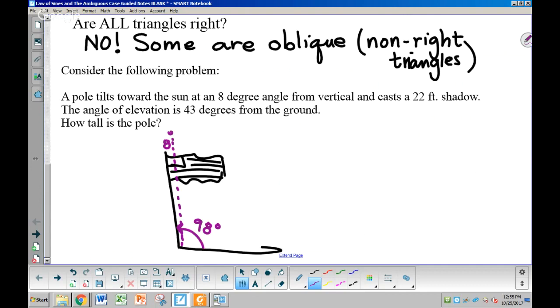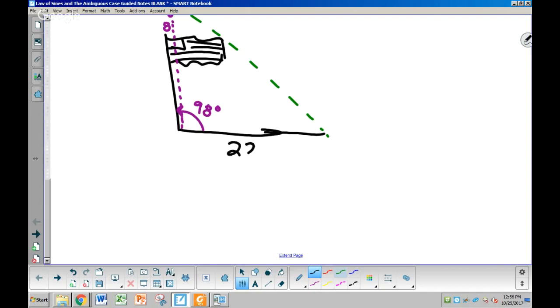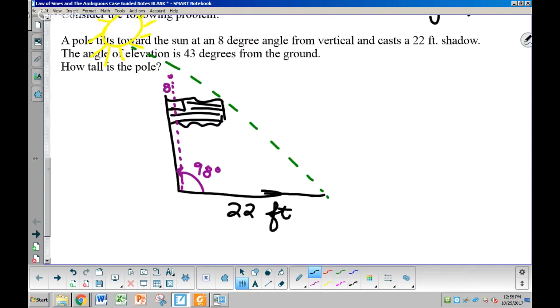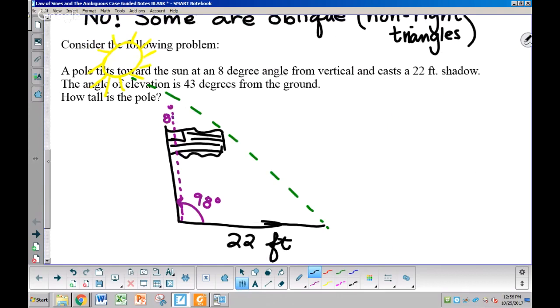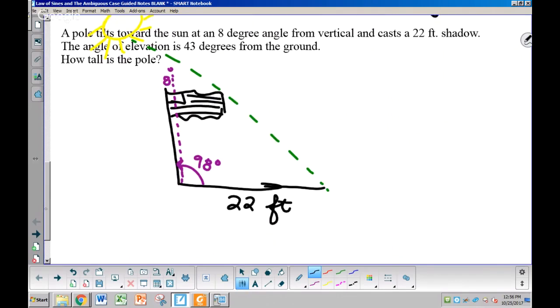And casts a 22-foot shadow. Well, what causes a shadow is the big sun in the sky. And the shadow is going to be on the ground. And they're telling us it's a 22-foot shadow. So this is going to be 22 feet. And they're telling me the angle of elevation is 43 degrees from the ground. How tall is the flagpole?